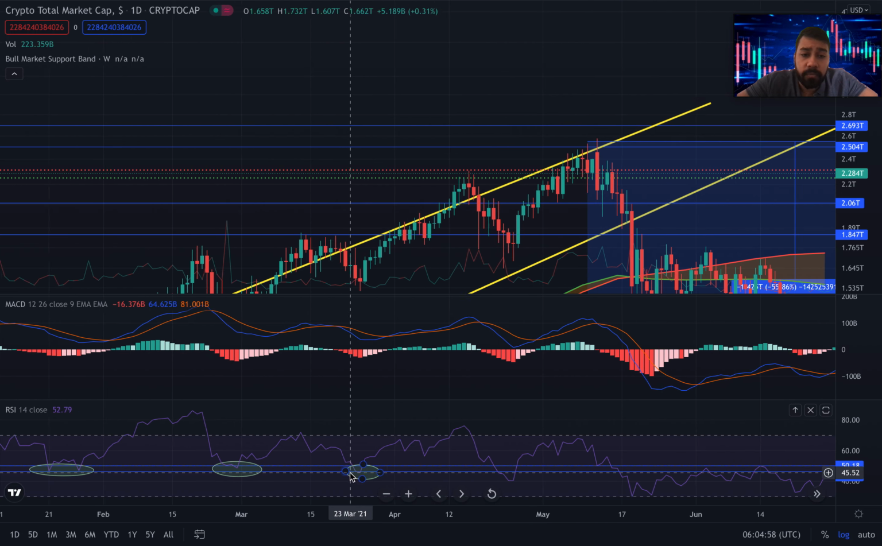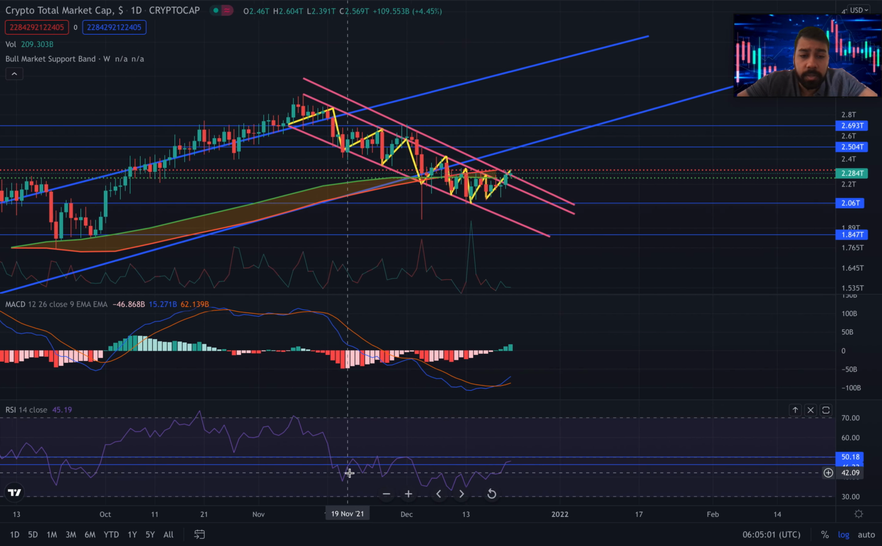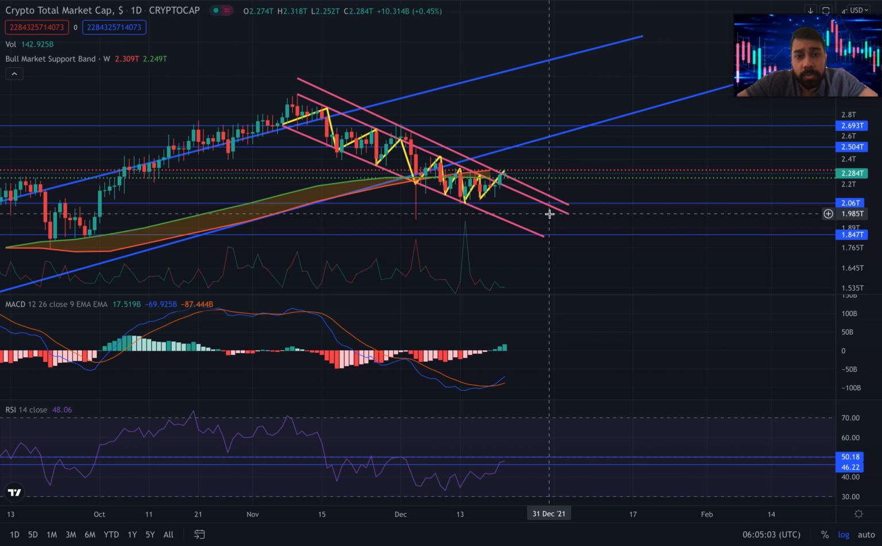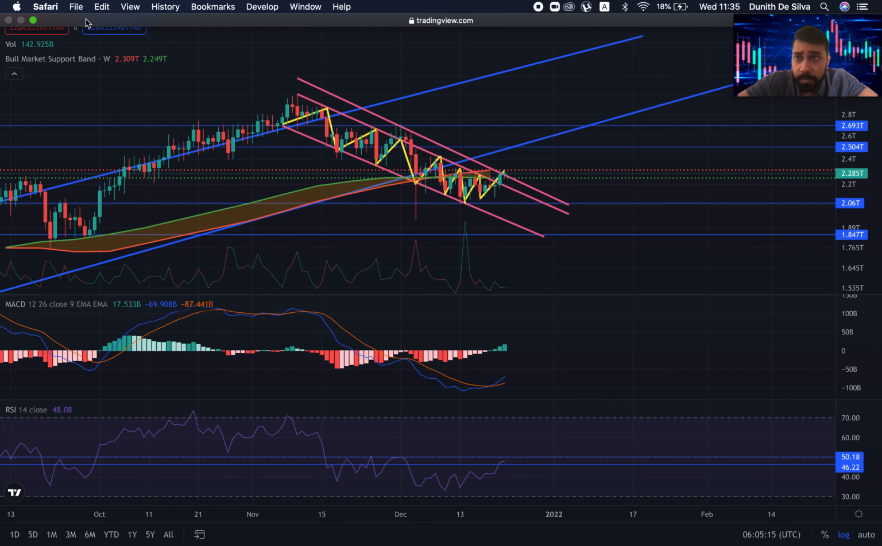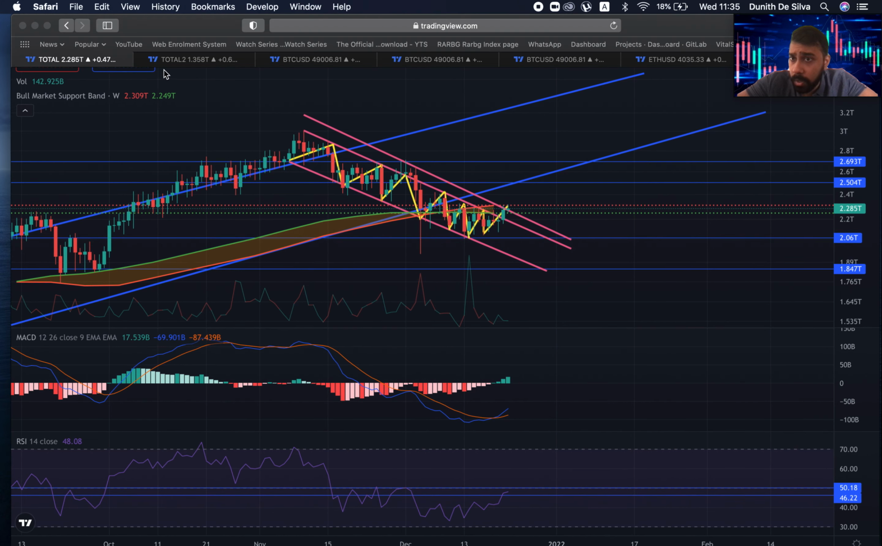So if we can make this level support, that means we have an extremely good chance of getting above 2.5 trillion, taking out 2.7, and we are on to price discovery. So that is the total MCAP summary. Now let's move on to our altcoin market cap.